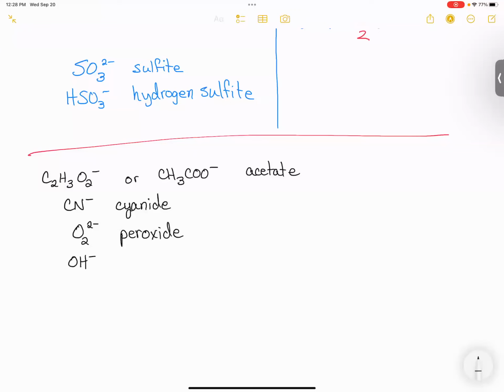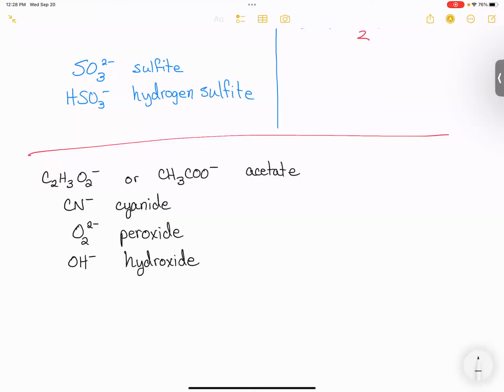Another important one is OH minus, which is hydroxide. In the laboratory, we tend to use bases, and most of the bases we use have a hydroxide group. So you will see it quite a bit.